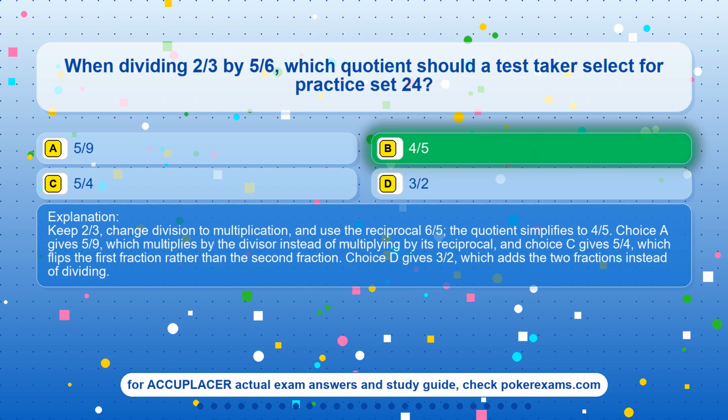Keep 2/3, change division to multiplication, and use the reciprocal 6/5. The quotient simplifies to 4/5. Choice A gives 5/9, which multiplies by the divisor instead of multiplying by its reciprocal, and choice C gives 5/4, which flips the first fraction rather than the second fraction. Choice D gives 3/2, which adds the two fractions instead of dividing.